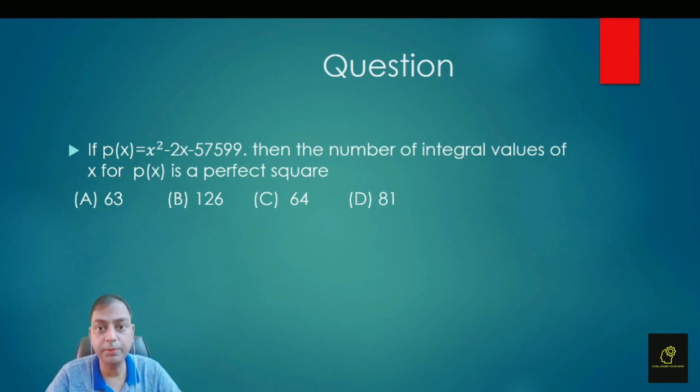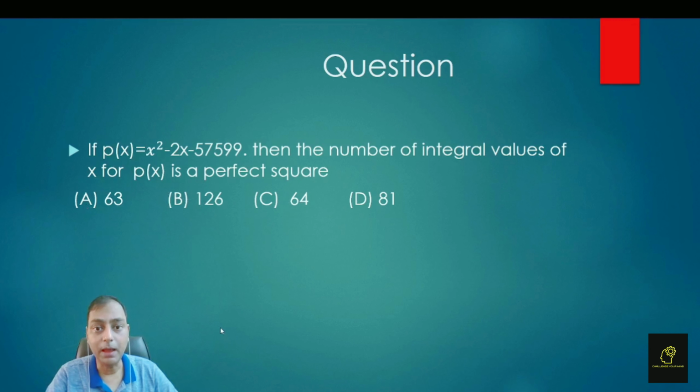Hello students, in this video I am going to discuss a very interesting problem from the topic quadratic equation. The question is, if p of x is equal to x square minus 2x minus 57599, then what we need to find? We need to find the number of integral values of x for which p of x is a perfect square. Option A 63, option B 126, option C 64 and option D 81.